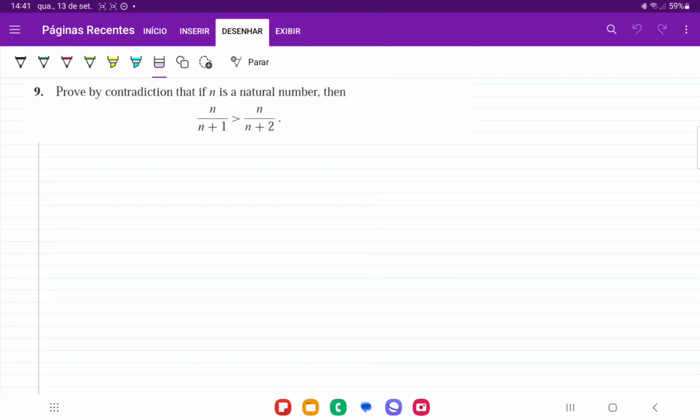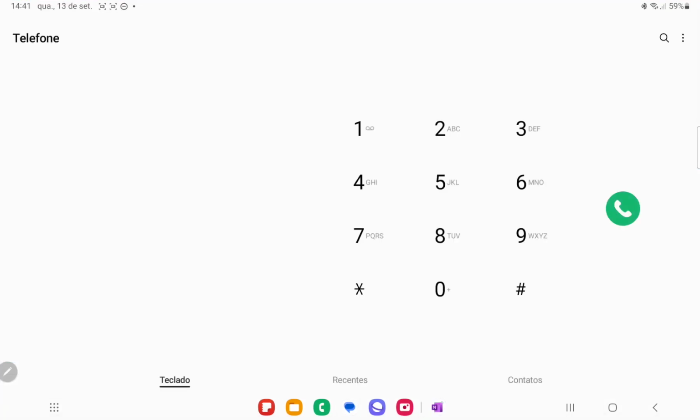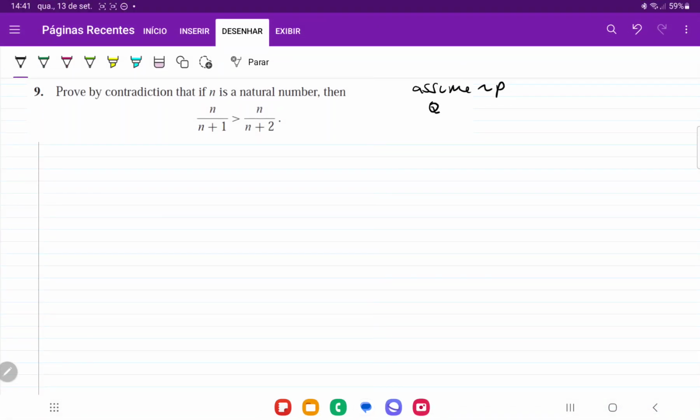So for number 9, we want to prove the statement here by contradiction. By contradiction, if we want to prove P, we assume not P, so we assume the opposite, and then we show that it leads to Q and not Q for some proposition Q, which is a contradiction, therefore P.